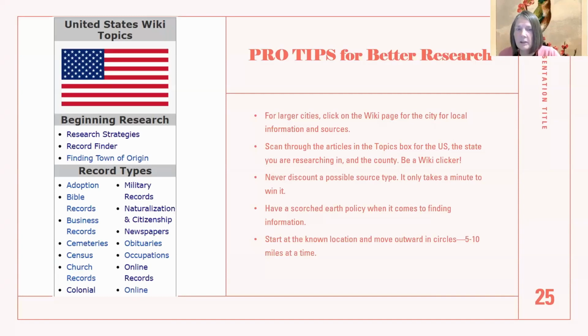So on these record types, never discount a possible source type. Never say, oh, they won't be in there, because you can never tell. And like I have there, it only takes a minute to win it. You go to the article, you read through the article, and you look at a few links and see what you can find. And you may actually come up with what you're looking for.